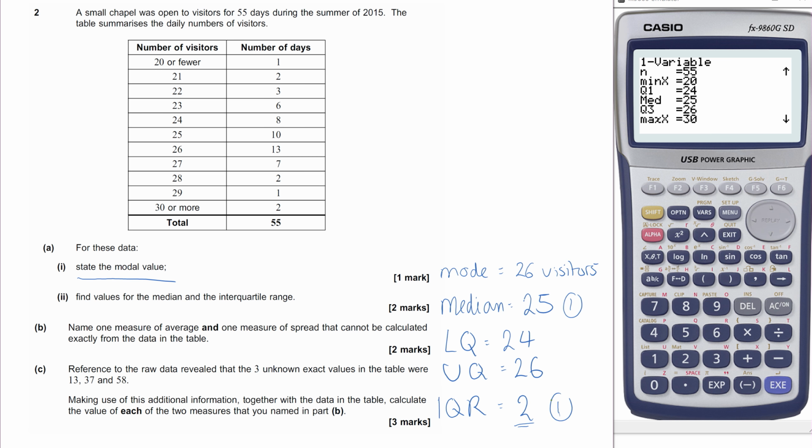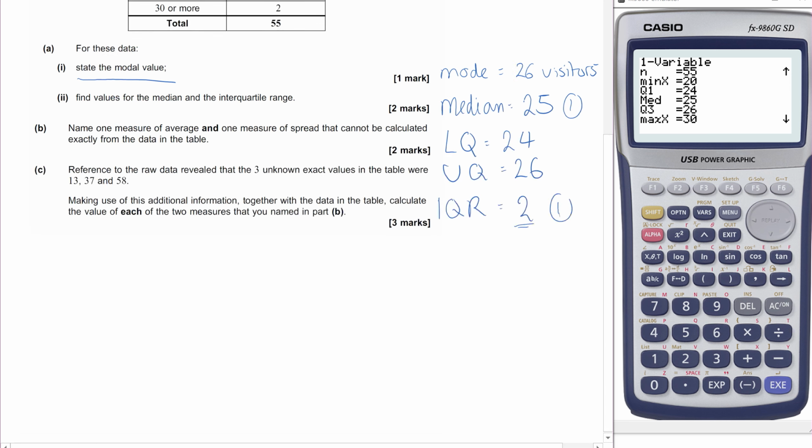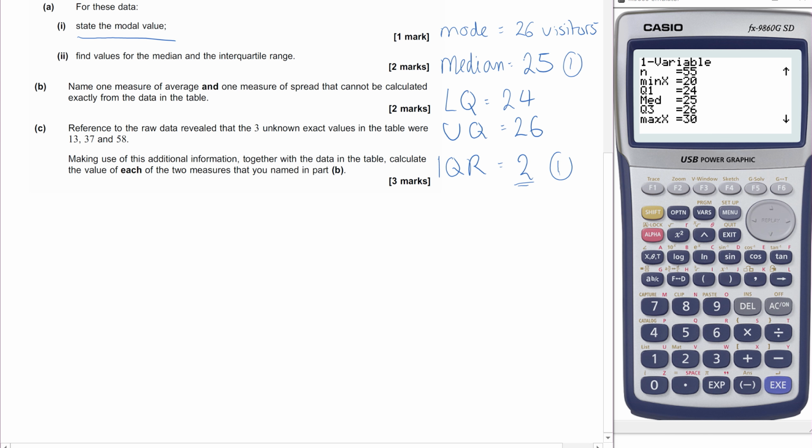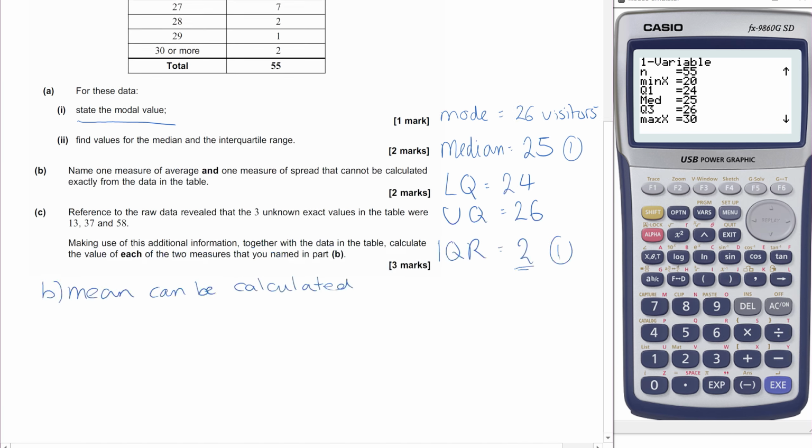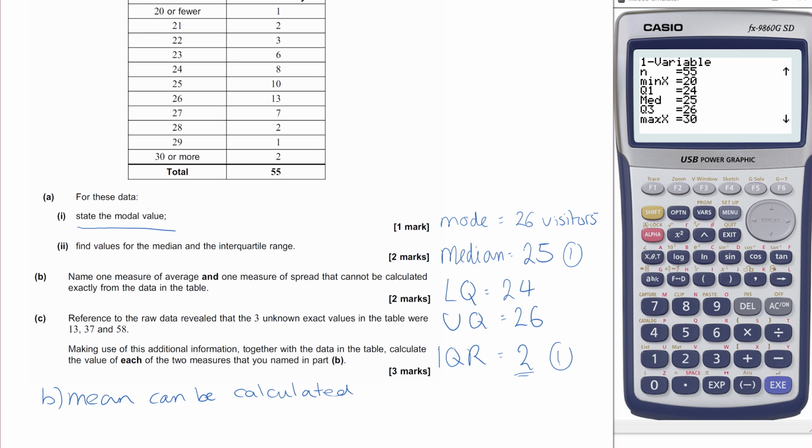Now that brings us quite nicely on to part B. Name one measure of average and one measure of spread that cannot be calculated exactly from the data in the table. Now, let's just give ourselves a bit of space here. The measure of average that cannot be calculated is the mean. The mean cannot be calculated because the mean takes into account every single piece of data. So it's add every single one, divide by how many. And if we just go back up to our data, we wouldn't know what number to add in for the 20 or fewer and 30 or more.